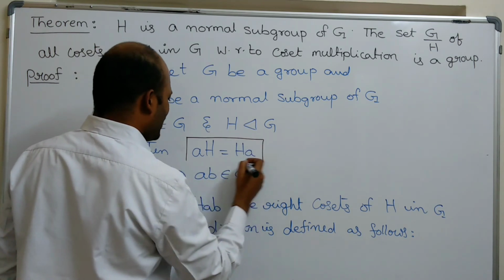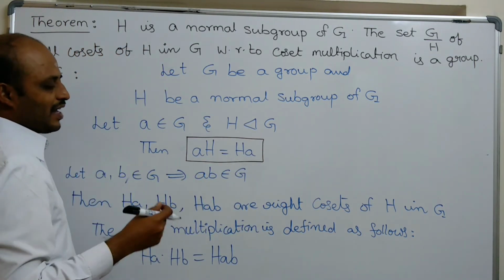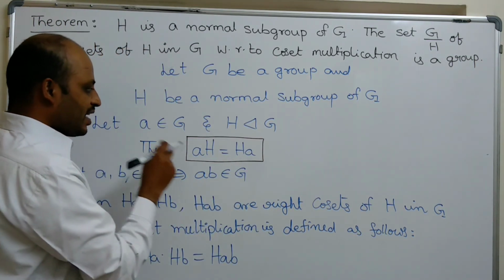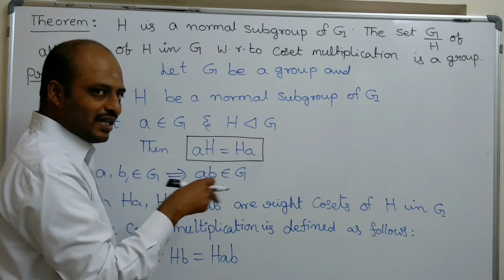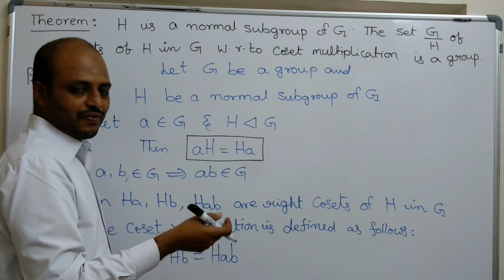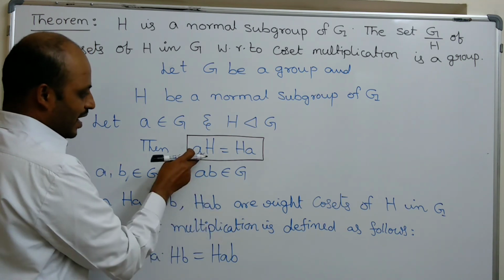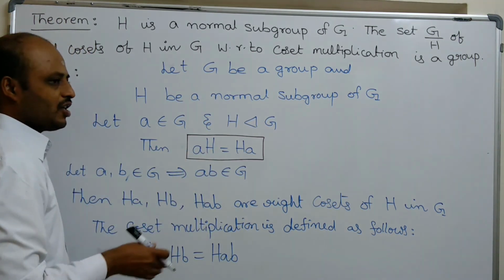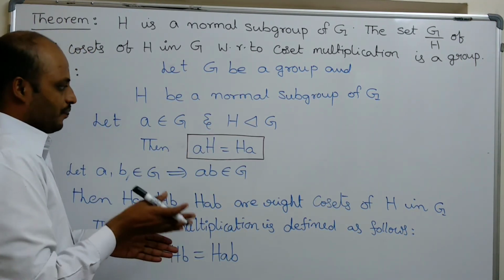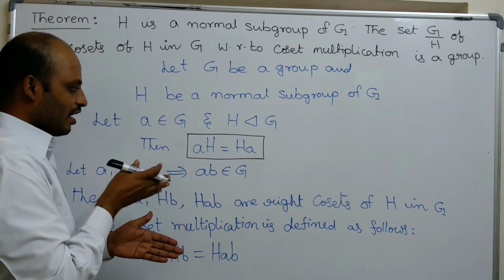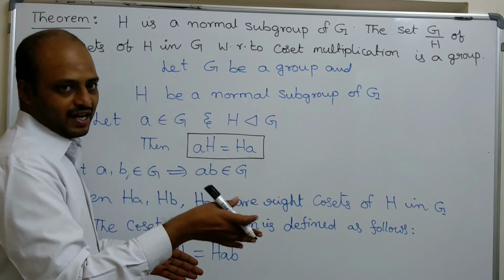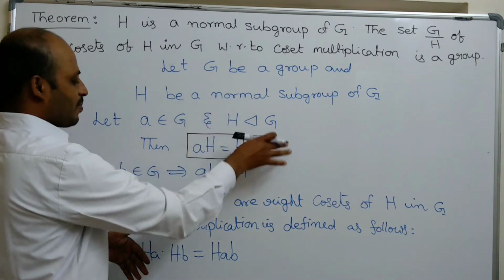It is very clear. We will learn a result. If H is a normal subgroup of G, then each left coset is a right coset. So AH is equal to HA. It means the set of all left cosets coincides with the right cosets in case of a normal subgroup.